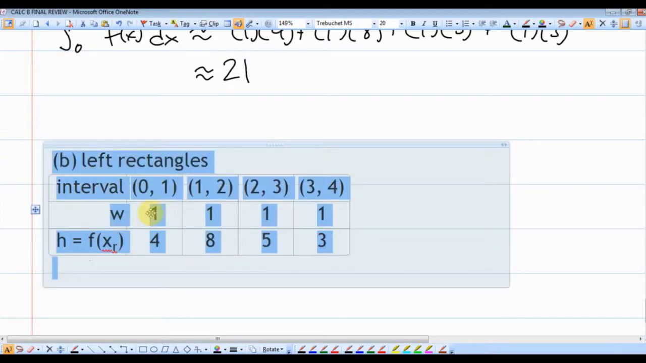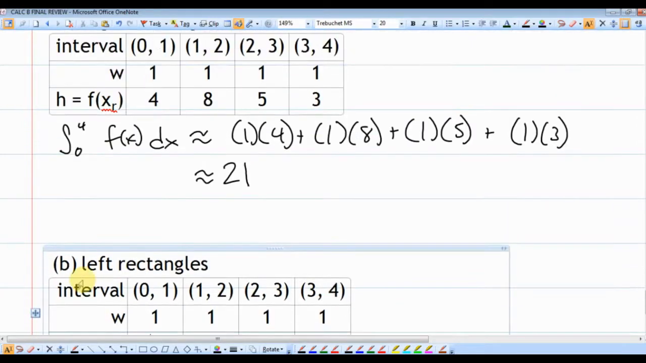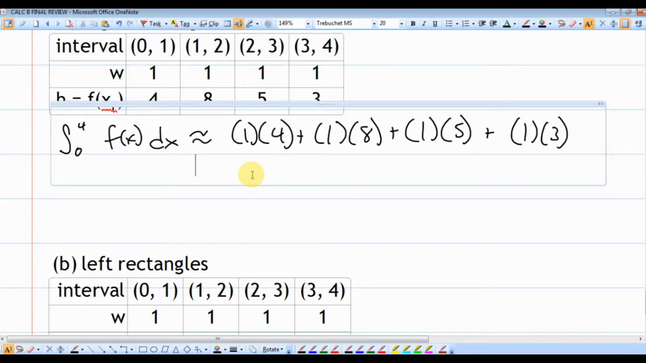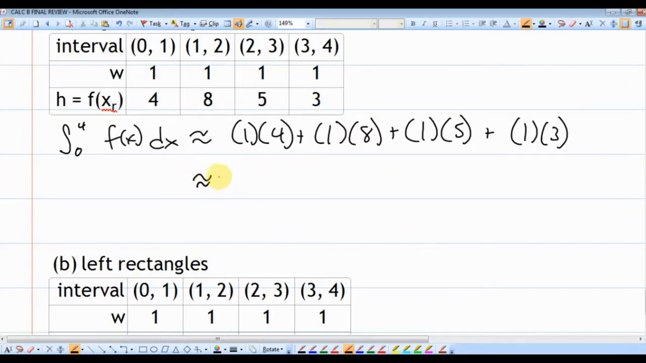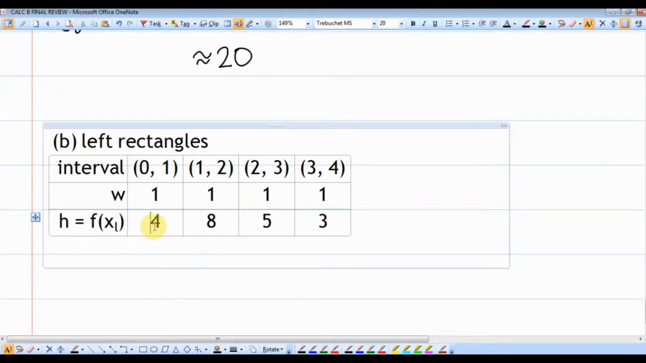Okay, everything is exactly the same except for taking the height. Instead of the height, we're going to take the height at the left side. Okay. So in the left, I can't add? 12 plus 8 is 20. Why'd I listen to this guy? 1, 4, 8, 5.